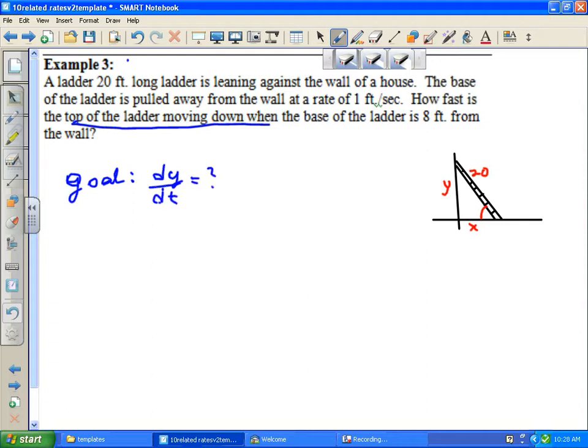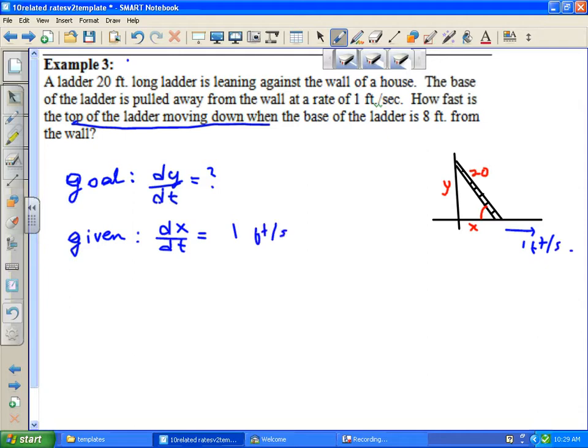Okay. And what's given to us? The rate at which it's pulled away from the wall, that's dx/dt. And is that positive or negative 1? Positive, because x is getting larger as this ladder moves that way. It's moving at a rate of 1 foot per second.